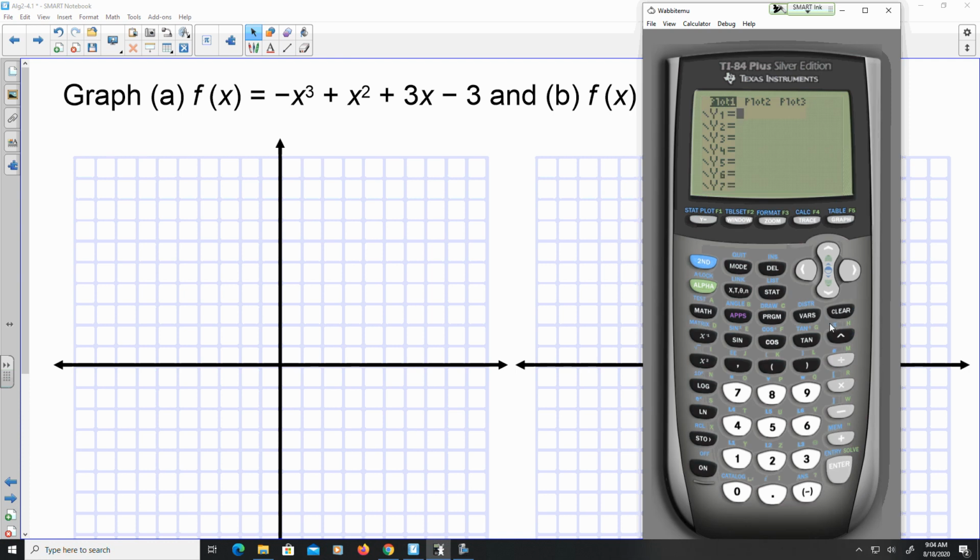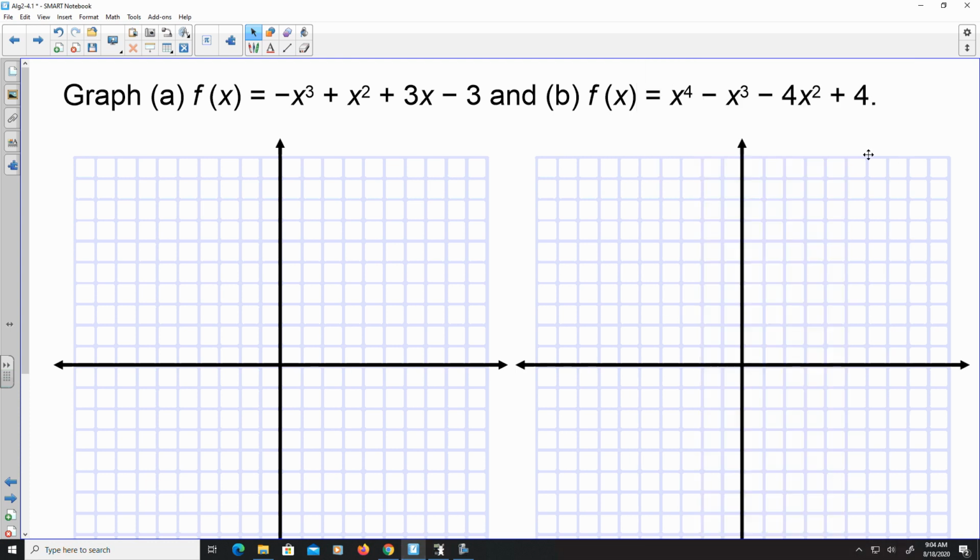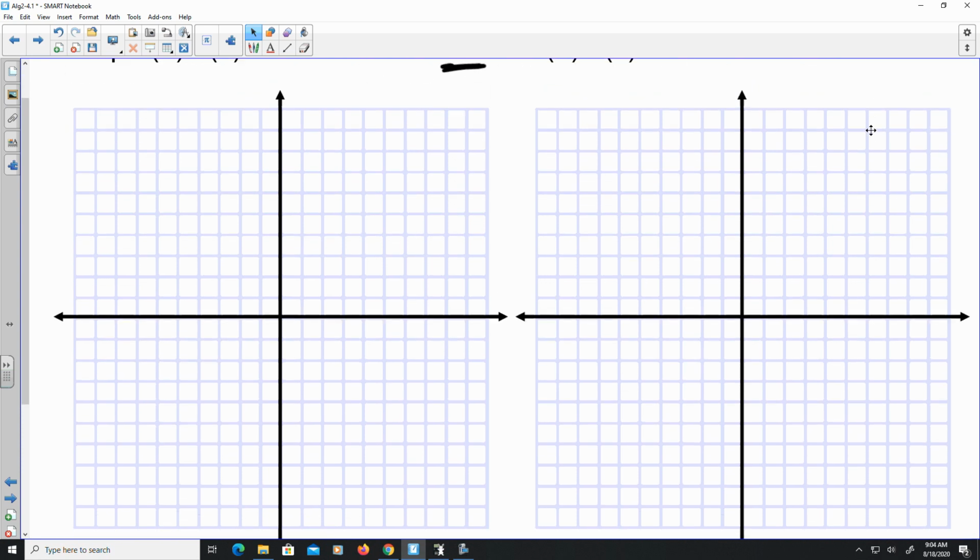So if I typed in negative x to the third plus x to the second plus 3x minus 3. All right. Before I hit graph, let's see if I can make it look like what this graph will actually appear. So my constant value right here is -3. So I know that it is going to cross the y-axis at -3.